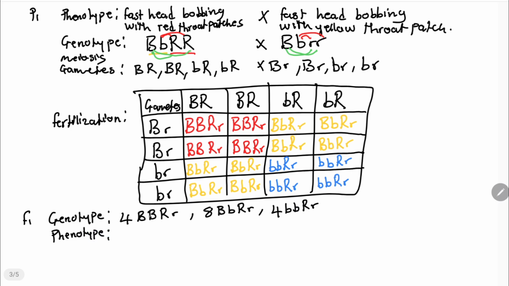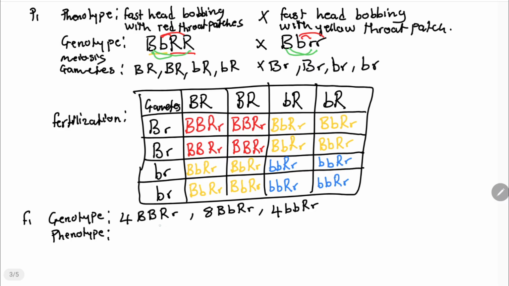Now, let's look at these four. These four have got capital letter B, capital letter B. This is fast head bobbing. And because they've got capital letter R, they are fast head bobbing with red throat patches. But what about these ones? These ones also have a capital letter B, so they are fast head bobbing. And they also have a capital letter R, meaning that they also have a red throat patch.